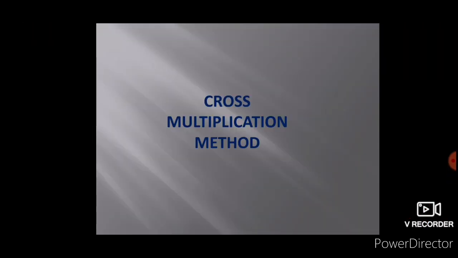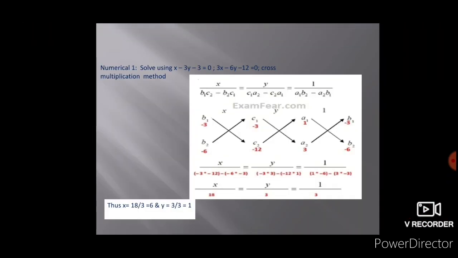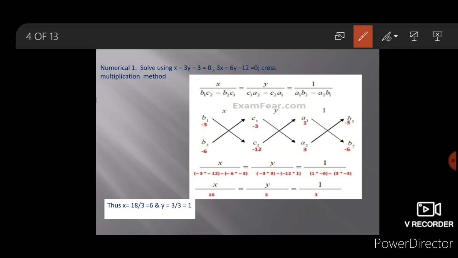Now let's move to the question. In the cross multiplication method, what do we have to do? We have to solve these equations by the cross multiplication method. We have the equation x minus 3y minus 3 is equal to 0, and our second equation is 3x minus 6y minus 12 is equal to 0.